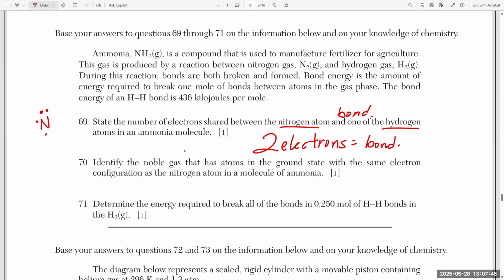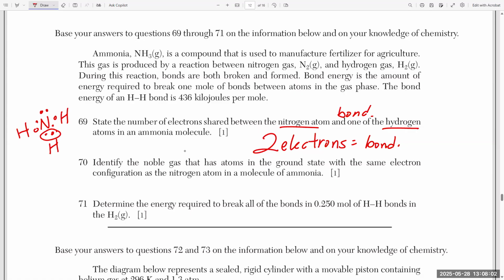1, 2, 3, 4, 5. And then you have hydrogens like this, right? And you have the hydrogen electrons. And if you can tell, there's 2 electrons being shared, right? But it's a bond, right? They're asking you how many electrons are in a bond. That's literally what 69 is asking you.